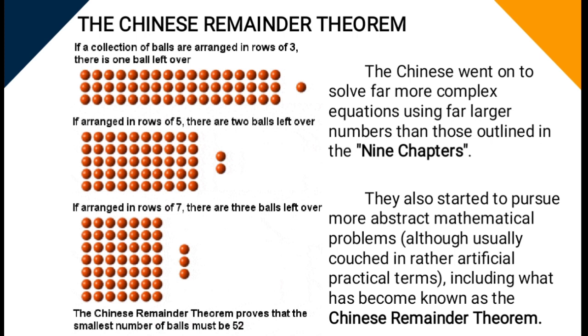And in this picture, this is the Chinese remainder theorem. The Chinese went on to solve far more complex equations using far larger numbers than those outlined in the Nine Chapters. They also started to pursue more abstract mathematical problems, although usually couched in rather artificial practical terms, including what has become known as the Chinese remainder theorem.